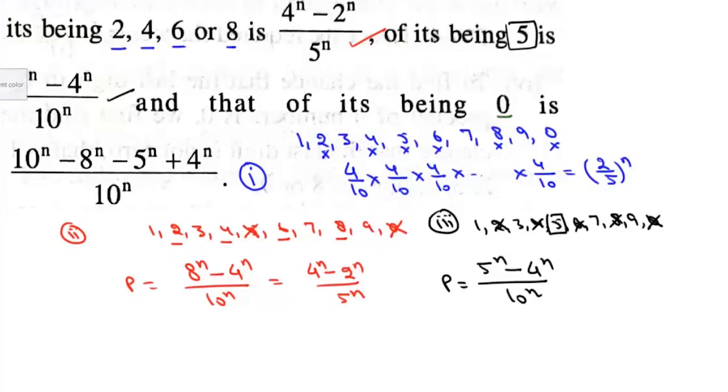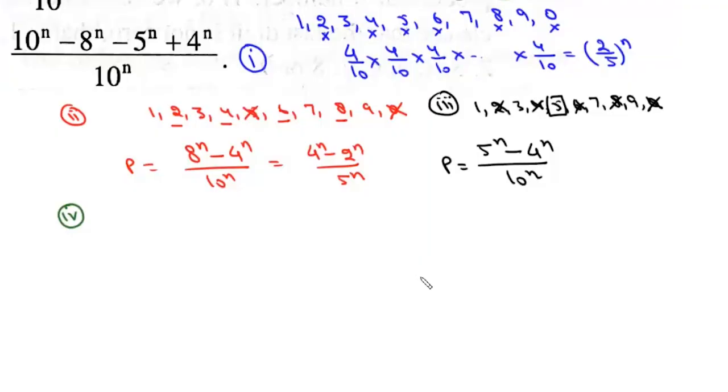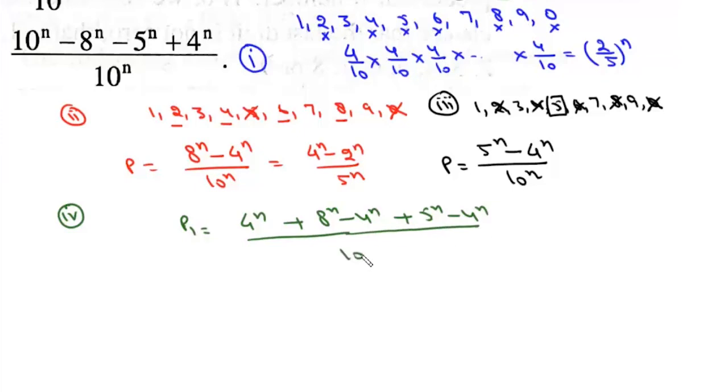And finally we have the probability of its being 0. Now basically all these 4 cases are mutually exclusive and exhaustive. So first we'll find the sum of the other 3 probabilities. Say it is P1. Now this is 2 by 5 to the power n, which is 4 to the power n, this one is 8 to the power n minus 4 to the power n, and this is 5 to the power n minus 4 to the power n, upon 10 to the power n. Now here 4 to the power n we cancel.